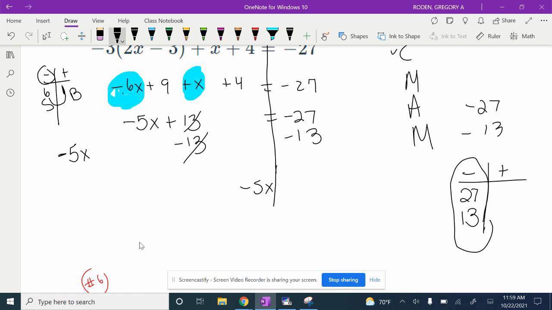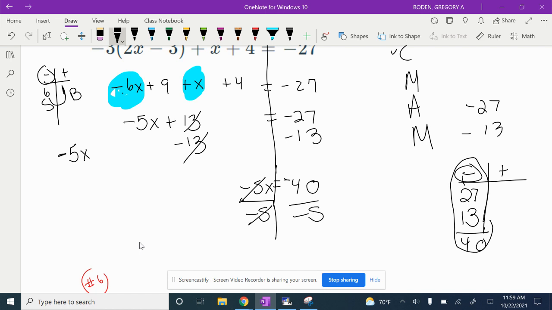So let's see here. 7 plus 3 is 10. Carry the 1. And then 3, that's 40. Did I do my math right? 40. So that's going to be negative 5x equals negative 40. Remember, it's negative because the negative was on top. Now I'm going to go ahead and divide both sides by a negative 5.